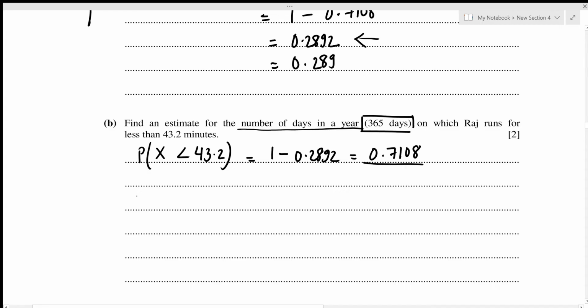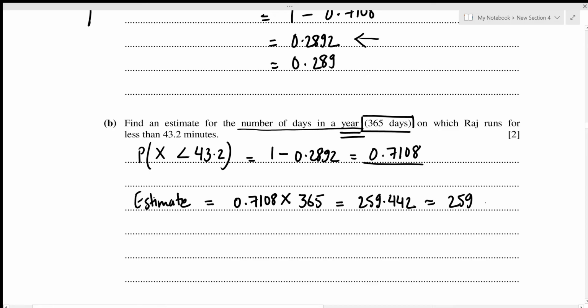So in order to figure out the estimate, we just need to multiply this probability with the total samples. So that's going to be 0.7108 into, and the sample we're taking is a year, which has 365 days. So that's going to be 365. Now this gives us the required estimate for the number of days in a year to be 259.442. Since we're talking about days, we need to round it off. We can round it off as 259 or 260.